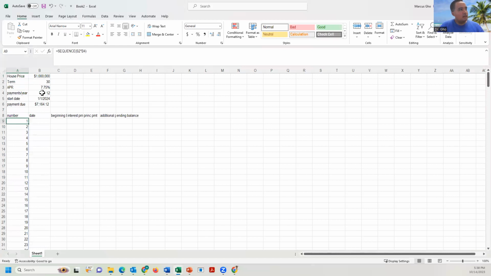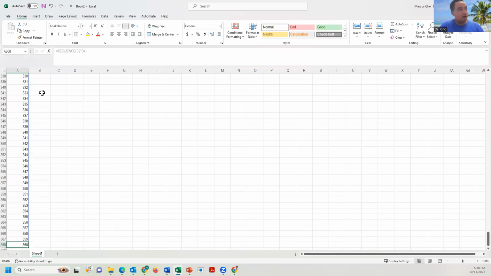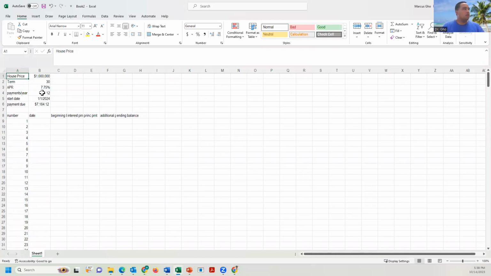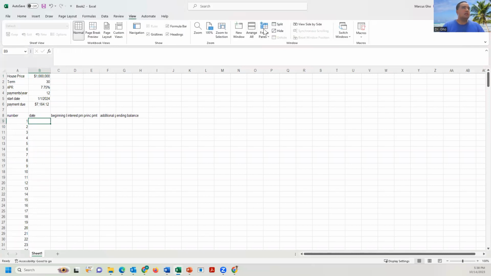If you want to go really fast, if you've selected something, hold down the control key and then use the arrow key. That will go to the end of records. If you're using Mac, I think instead of control it is command. Okay, and just to make it easier to see, I'm going to freeze payments right here.